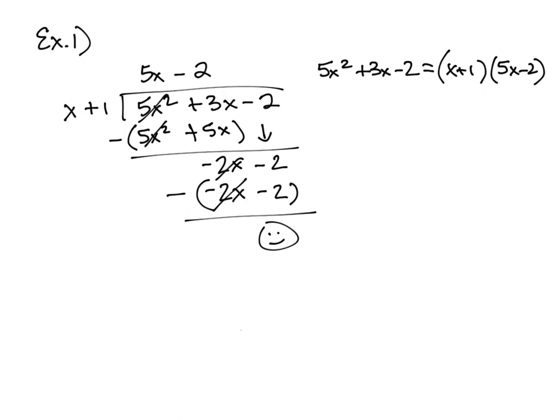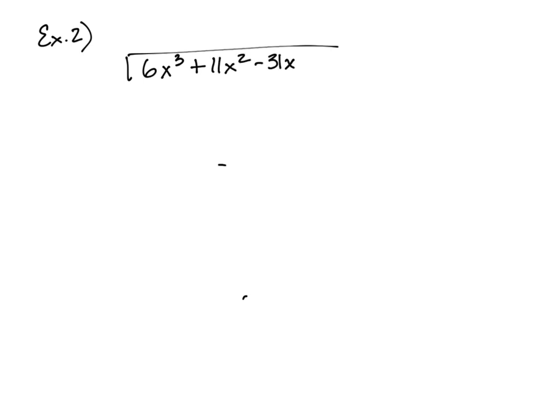Questions at all? Okay. Let's see if we can get through one more, just so that you have several problems under your belt. This is going to be example 2. We have 6x cubed plus 11x squared minus 31x plus 15, and our divisor is 3x minus 2. So this is the first time today it hasn't just been x on the outside.